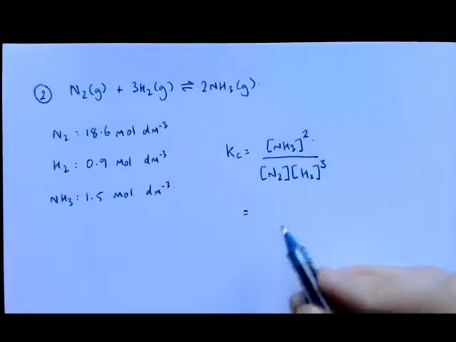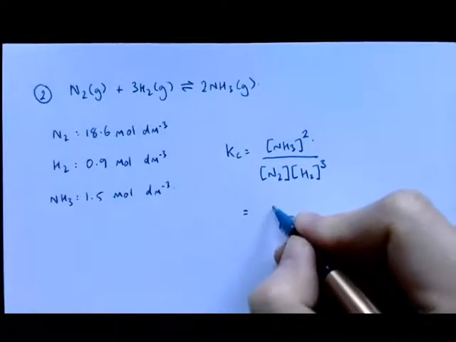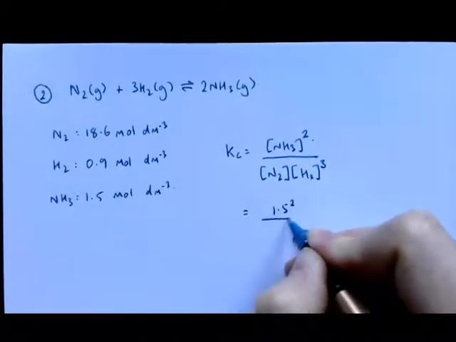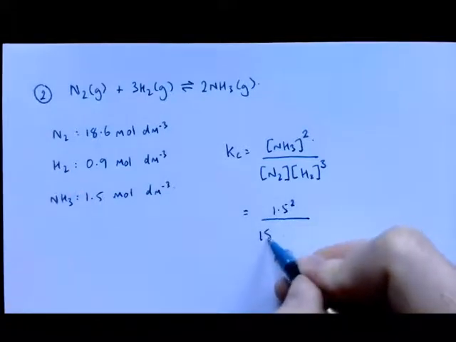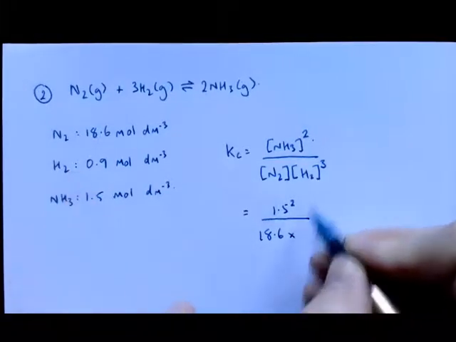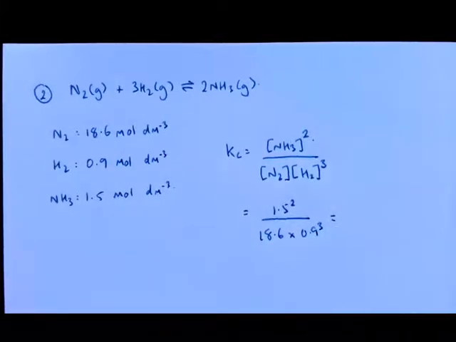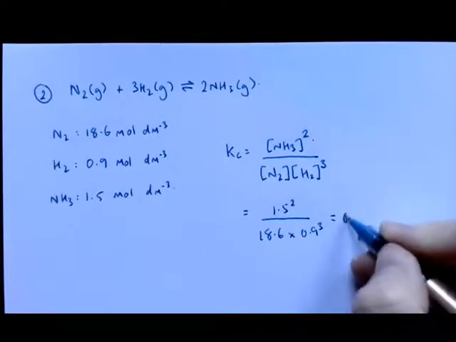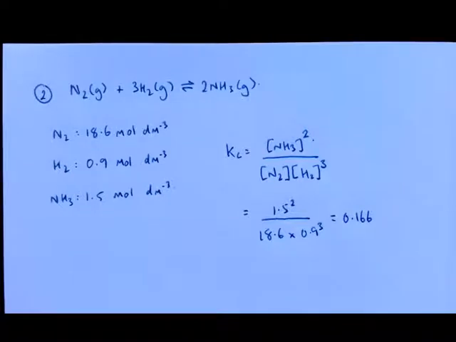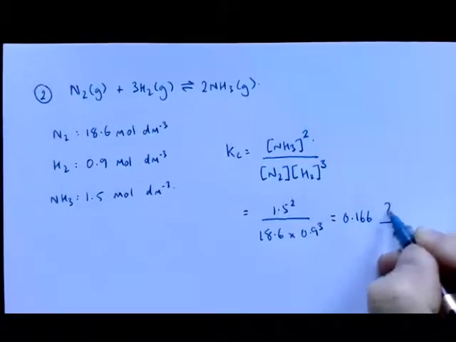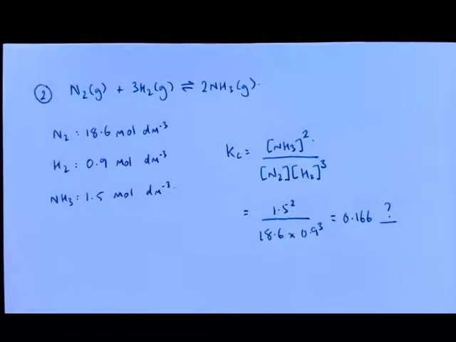Okay. So if we put it in, it's going to be ammonia is 1.5 squared divided by N2, which is 18.6, multiplied by H2, which is 0.9 cubed. Okay, and you can work that out and you should get 0.166. Now the question is the units. Now, when you read the book beforehand, you'll have noticed that they gave these strange units of decimeters to the power of 6, moles to the minus 2. Okay, so how do we get that?